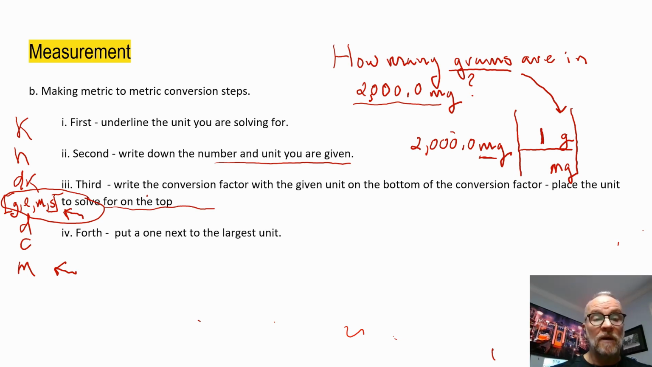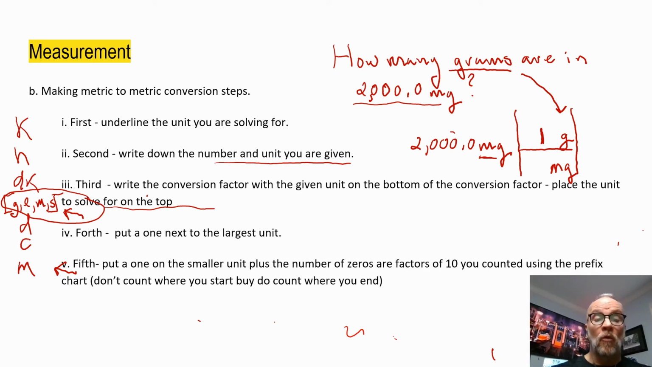And then it says here, next step is to put a 1 on the smaller unit. Fifth step here, put a 1 on the smaller unit plus the number of zeros, or factors of 10, you count. All right, so you don't count where you start. We won't count the grams here, but we'll count down to milligrams. 1, 2, 3 steps. So from decigrams to centigrams to milligrams is 1, 2, 3 steps. So you put 3 zeros here. 1, 2, 3 zeros. Okay.